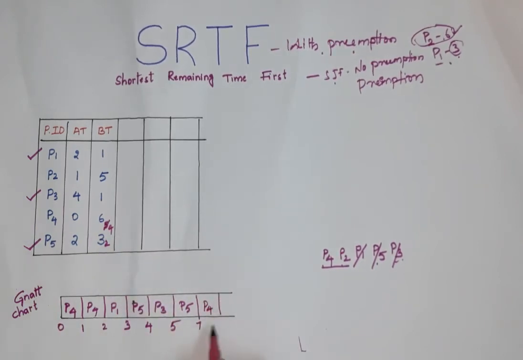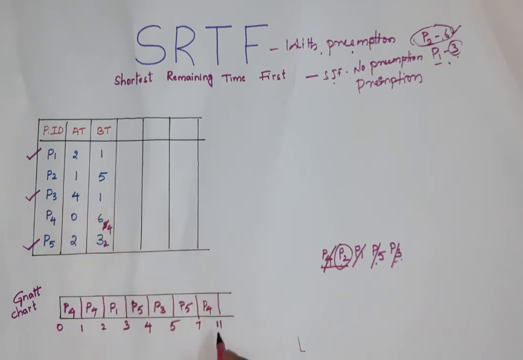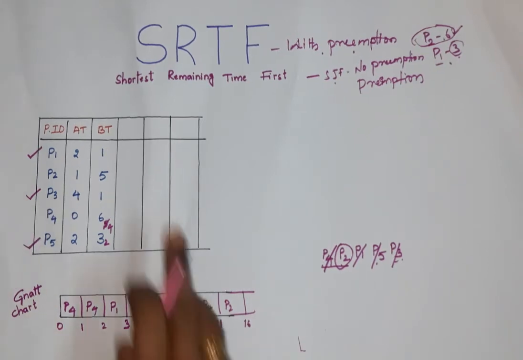Now P4 will also execute completely because no other process is going to come in the ready queue. How much time is needed for P4 to execute? 4 units of time, so 11. P4 is also removed from the queue. Only P2 is left. What is the burst time of P2? 5. So P2 will execute completely with 5 units of time. So this is how SRTF works.